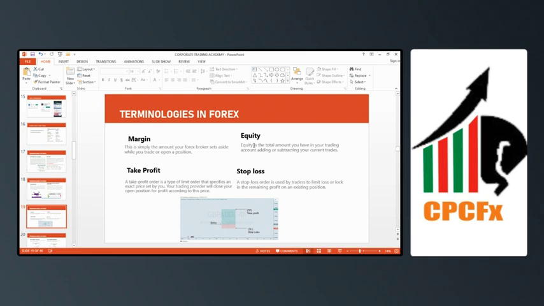Take profit is a type of limit order that specifies an exact price set by you. Your trading provider will close your open position for profit according to that price. What we are trying to explain here is this: once the price gets to where you automatically set your take profit, that means this is the limit I want the price to get to, and then I will get out.